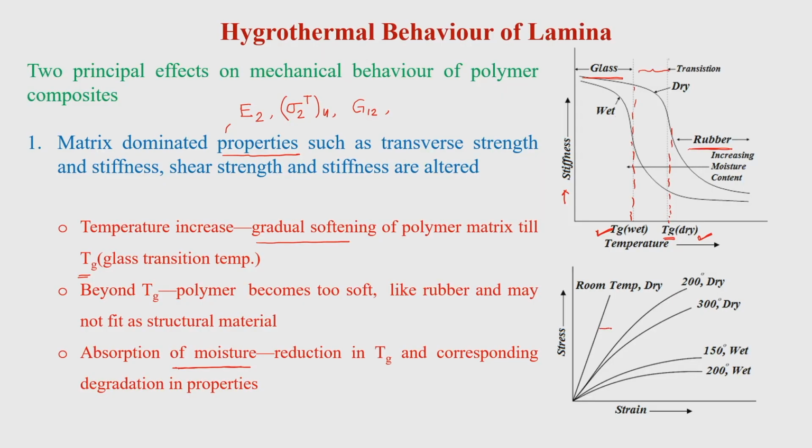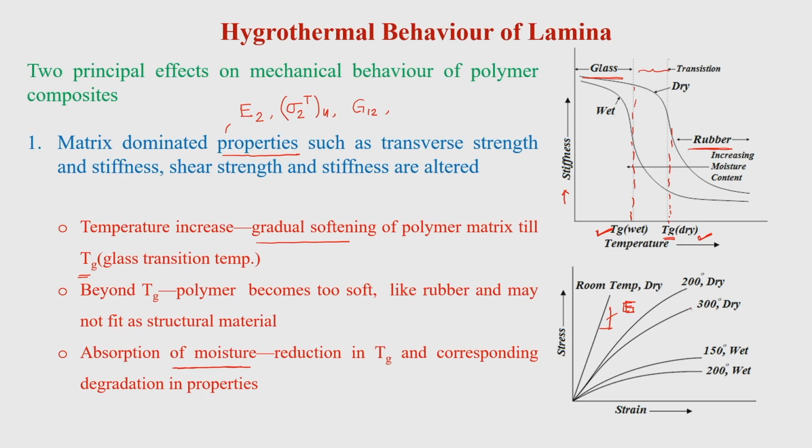Also, you can see that suppose this is the stress strain curve at room temperature. So, the slope is E1. Suppose it is the longitudinal direction, or depending upon the direction, this is the Young's modulus.